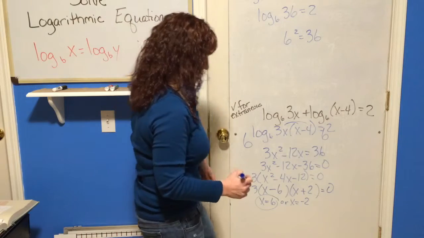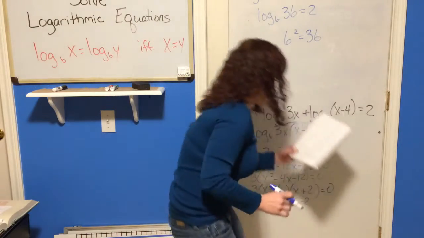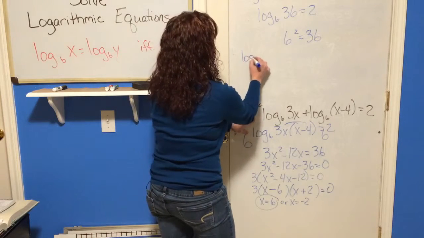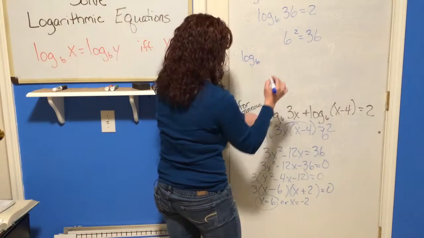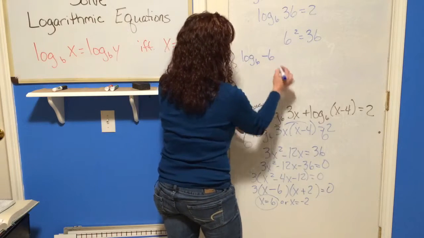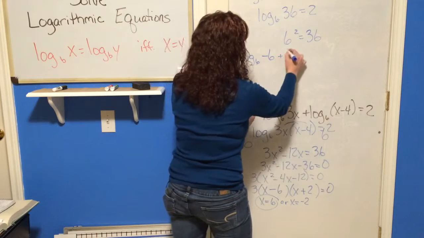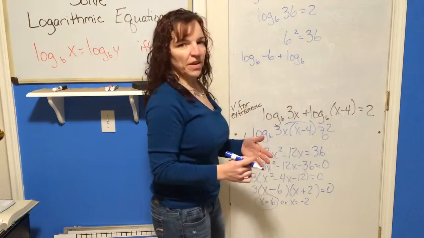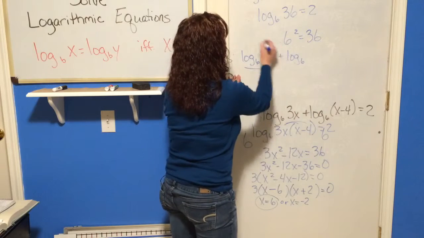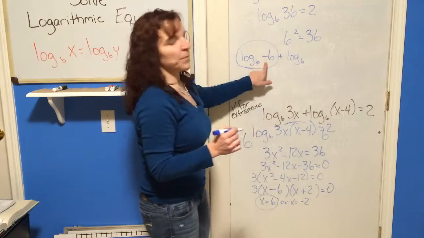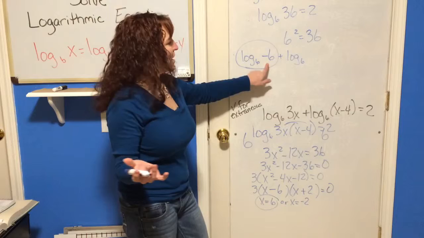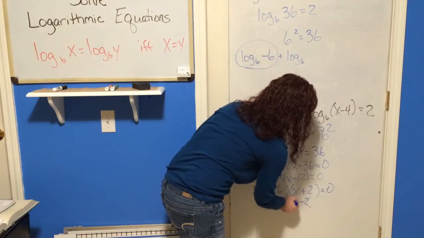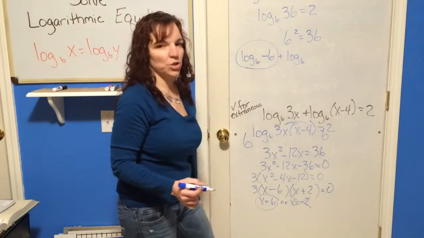Now let's put in x equals negative 2. So when we put that in, we're going to say log base 6 of 3 times negative 2 is negative 6, plus log base 6. And actually, you can even stop there because log of a negative number is undefined. And because the log of a negative number is undefined, negative 2 is going to be an extraneous solution, so x equals 6 is your only solution.